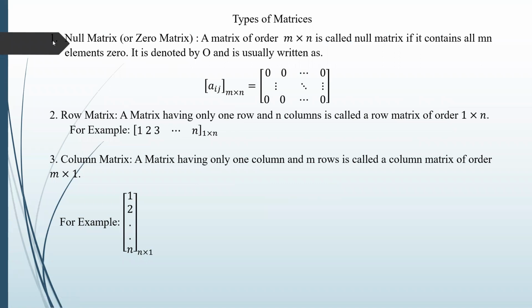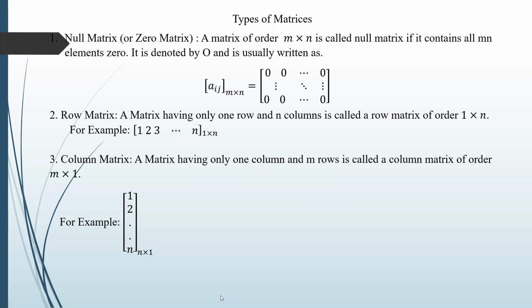So first we have the null matrix, or we say zero matrix. A matrix of order m by n is called a null matrix if all its mn elements are 0. It is denoted by O and it's usually written as Aij m by n equal to 0, 0, 0.